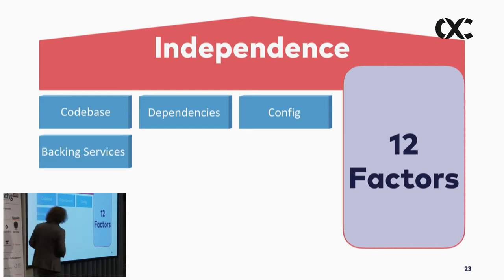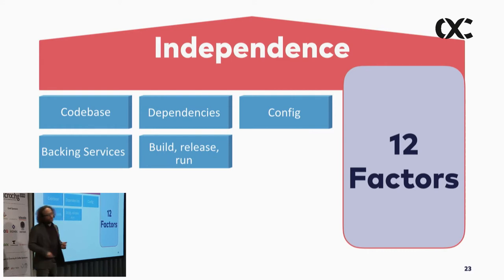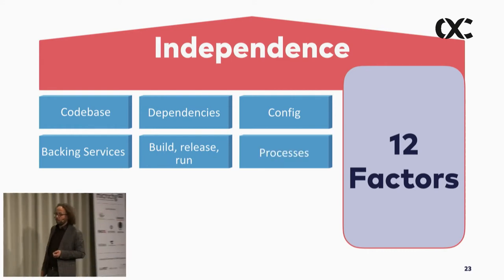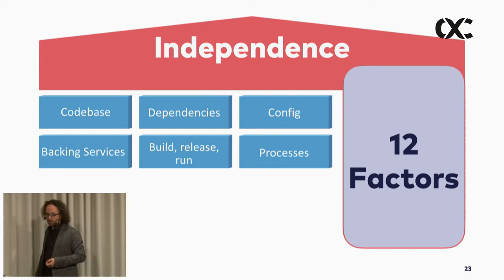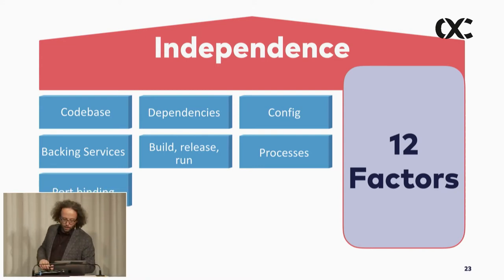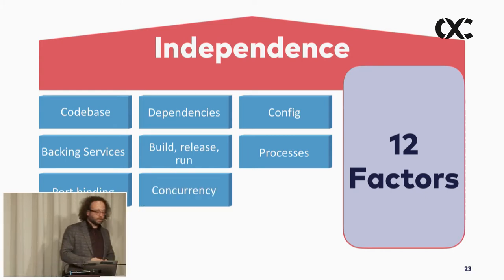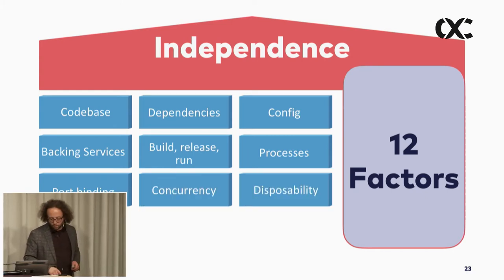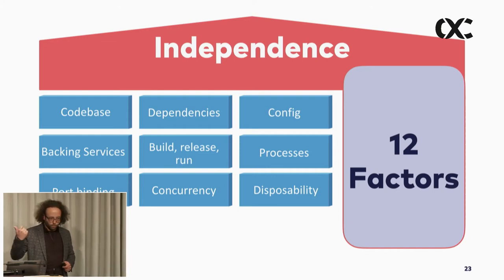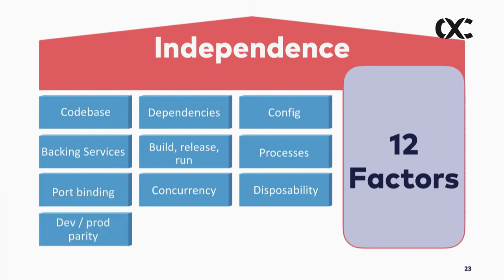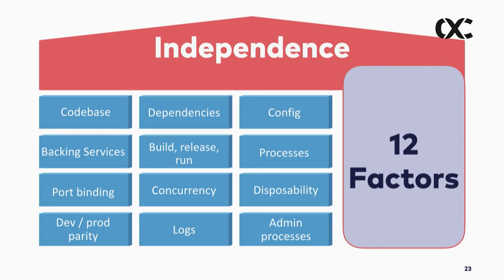Then work with backing services, separate build, release, run, pack your application in a process that goes hand in hand with the ISA principle again, work with port binding, scale out via the process model, work with quick startups, short ramp times, have dev/prod parity, treat your logs as a stream of events, and that's very interesting. Again, standardize on the interface, and then consolidate everything. Do not force your folks into a specific framework for that, and work with externalized admin processes.